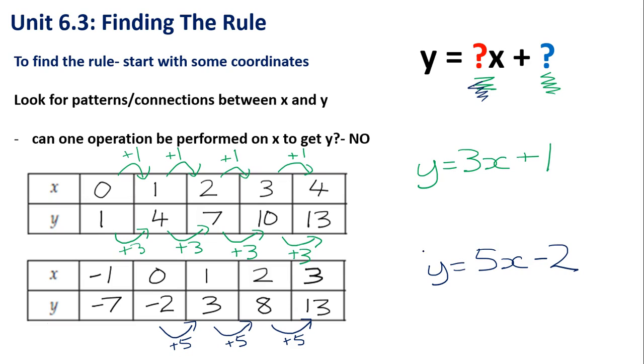So remember, you have to check that the rule fits multiple points. You can come up with any sort of rule to just fit one of your values, because we could say y equals x plus 10, and that would work here. 3 plus 10 is 13, but it doesn't work for our other points. So make sure that your rule fits all of the coordinates that you've got.